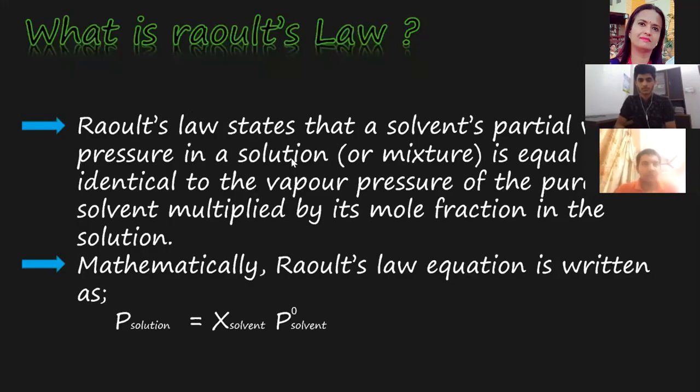So what is Raoult's law? Raoult's law states that the solvent's partial vapor pressure in a solution or a mixture is equal to the vapor pressure of the pure solvent multiplied by its mole fraction in solution. Mathematically, Raoult's law equation is written as P equals X into P naught, where P is the vapor pressure of the solution, X is the mole fraction of the solvent, and P naught is the vapor pressure of the pure solvent.